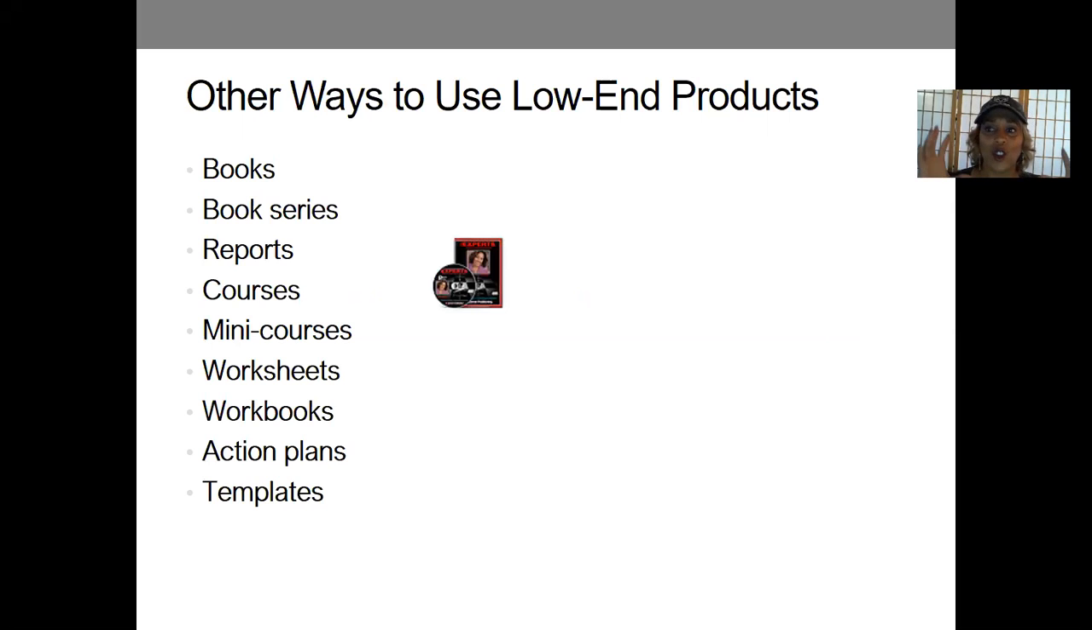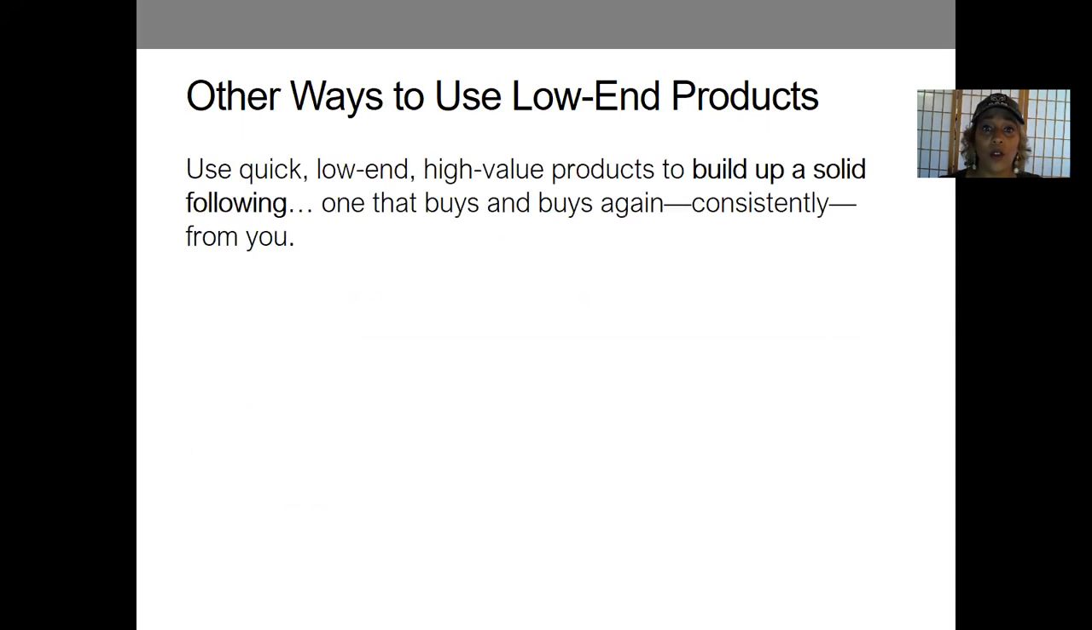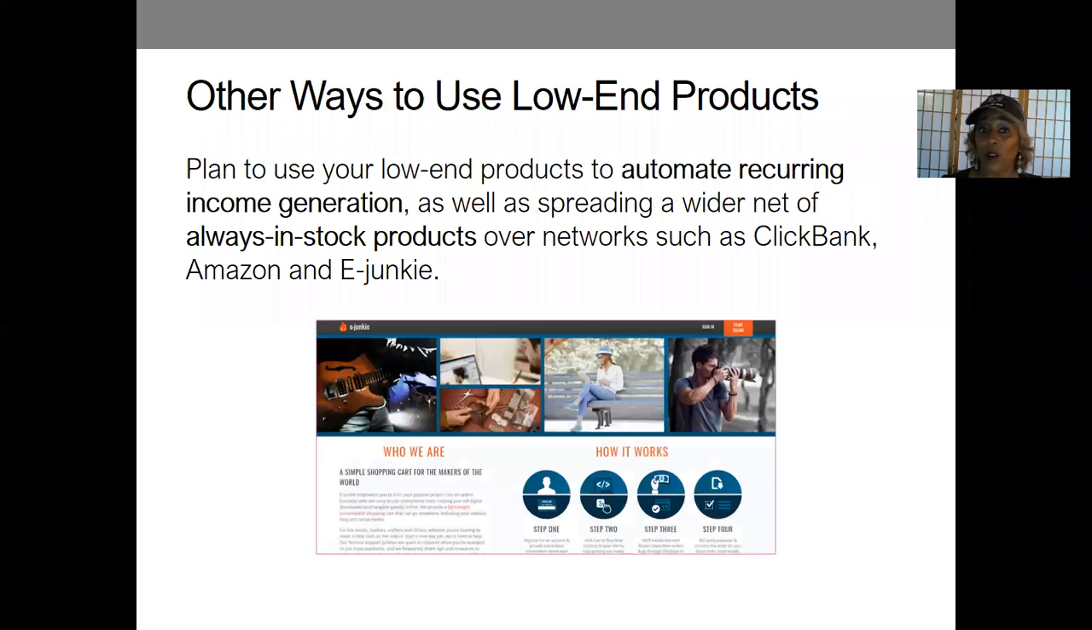She's going to be a part of that to show people how to actually, she says she can take anybody's book and figure out how to make at least 4 or 5 different courses out of the book. Then there's mini courses. Obviously, there's worksheets, workbooks, action plans, templates. All of those are in the mentoring program. All of them. Those are examples of things that you can use. The other thing you could do is to make sure that high value products build up a solid following. So one of the things you want to make sure is that people buy and buy again consistently from you, because you want to use your products to build up your following, your tribe.